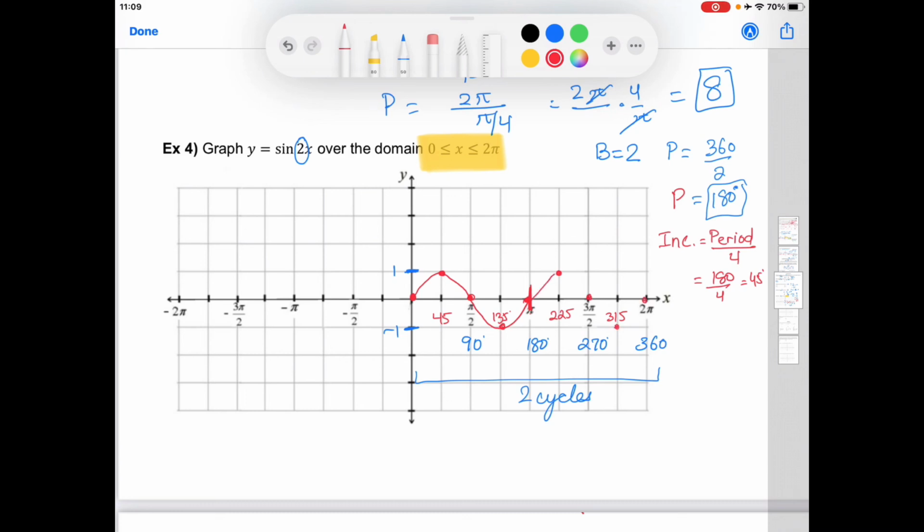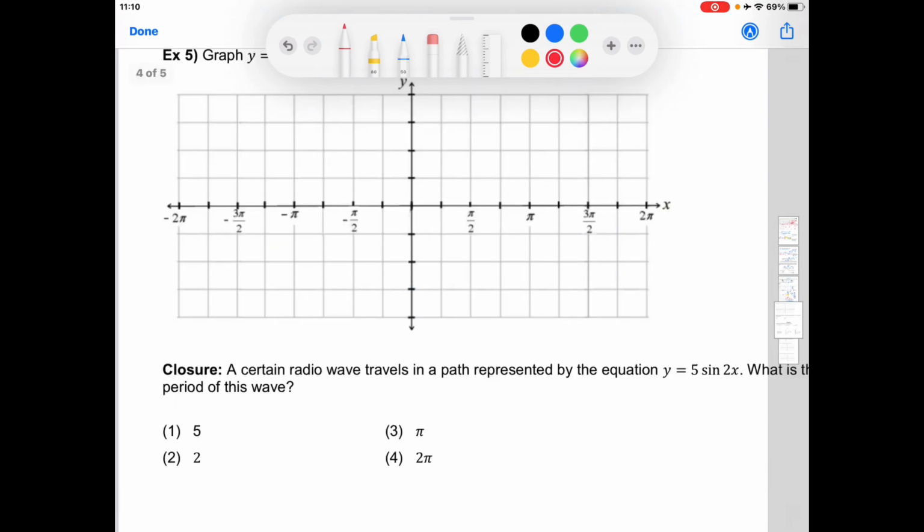So I'm again going to repeat the same pattern. Midline, max, mid, min, mid. Sorry about that. So did we finish 2 cycles in 360 degrees? Yes. No arrows because my domain is restricted, and that's how you graph y equals sine 2x.